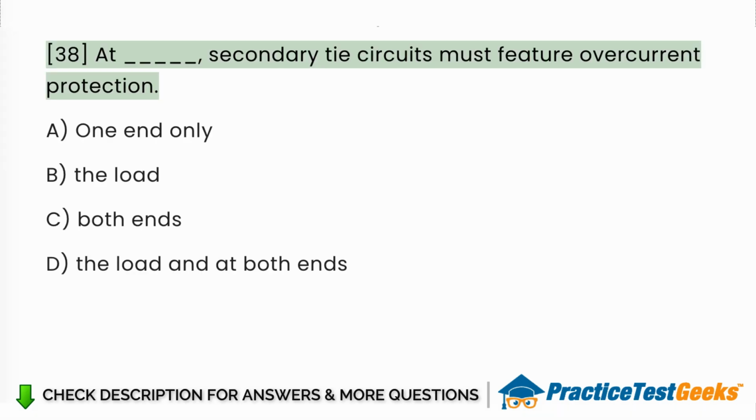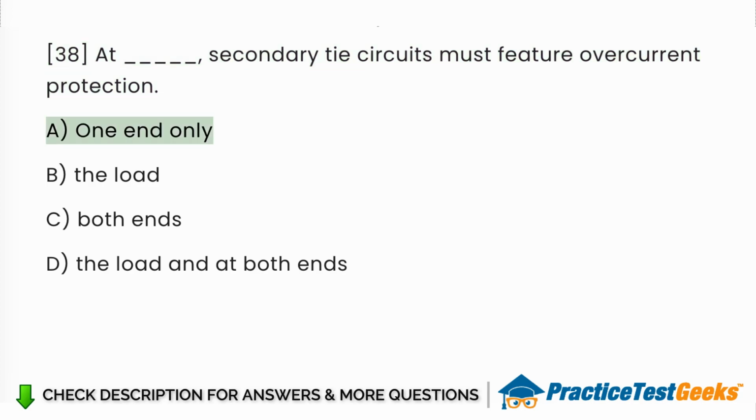At ___, secondary tie circuits must feature overcurrent protection. A. One end only. B. The load. C. Both ends. D. The load and at both ends.